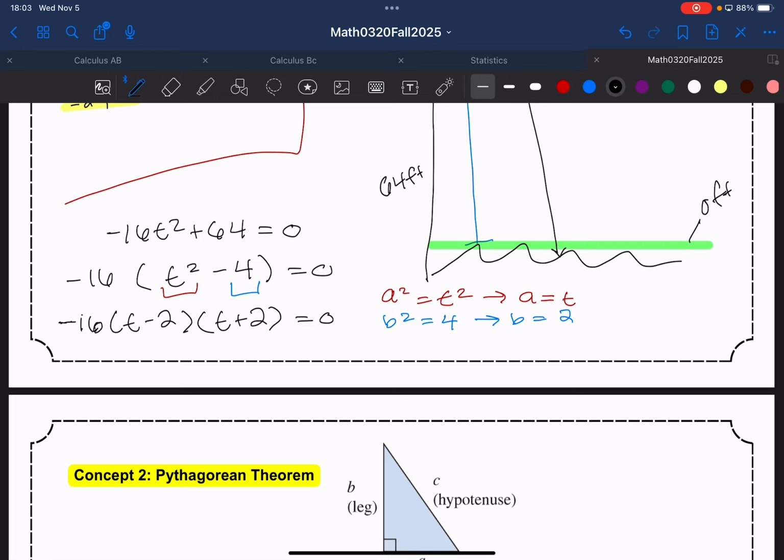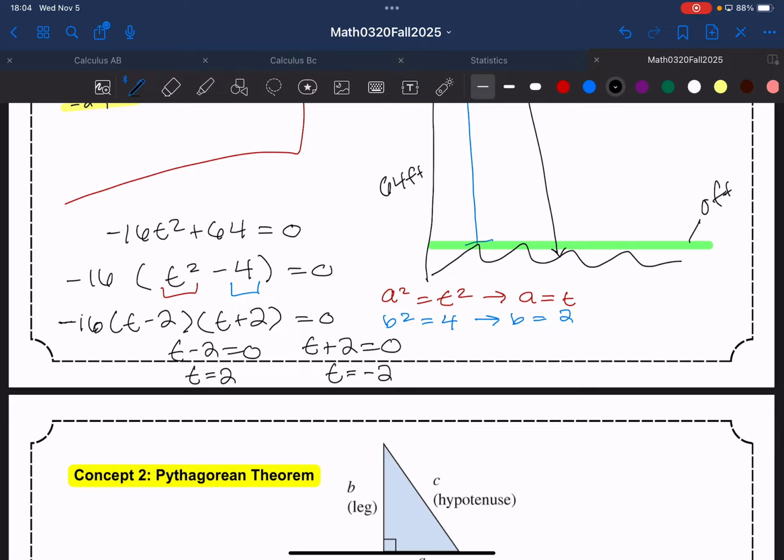The parentheses, right? Because what happens if I do negative 16 equals 0? It wouldn't be 0. It would skip it because it's false, right? Skip it because it's false. So I have t minus 2 equals 0 and t plus 2 equals 0, which means the first t is equal to 2, and the second t is equal to negative 2.